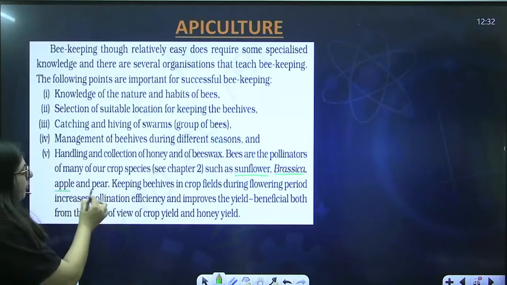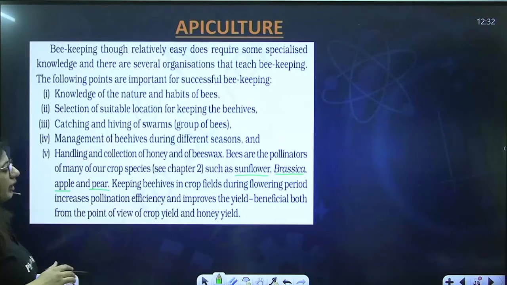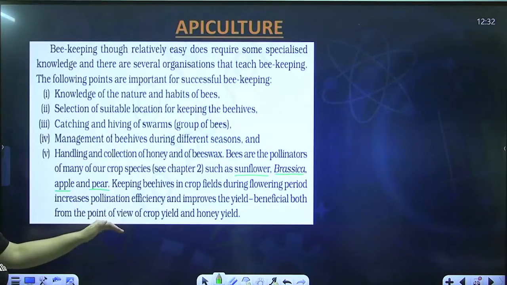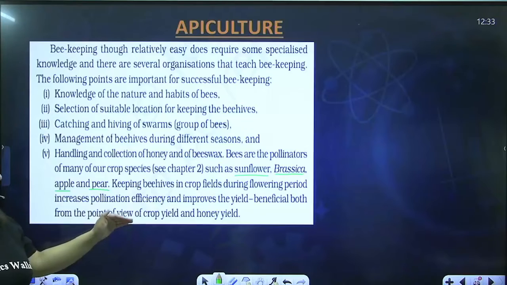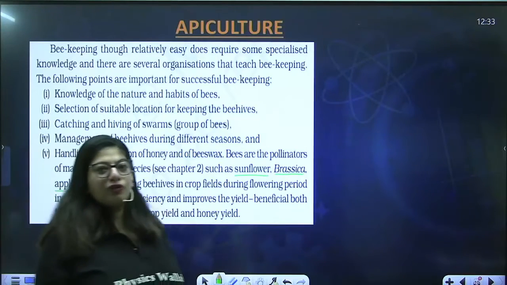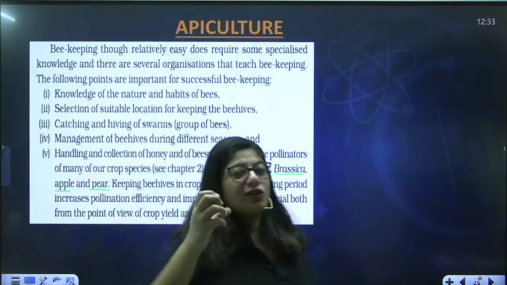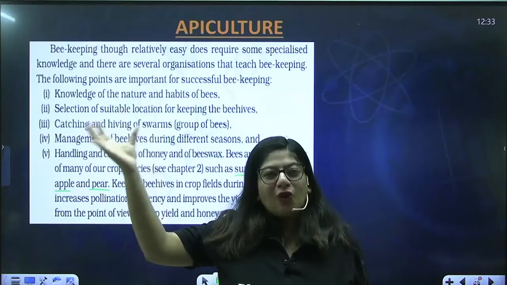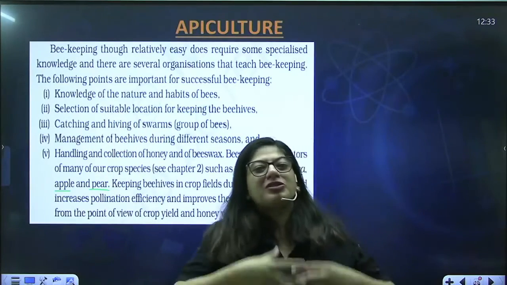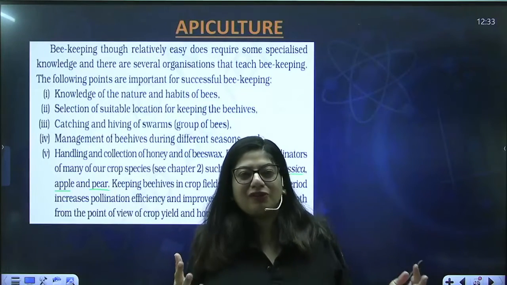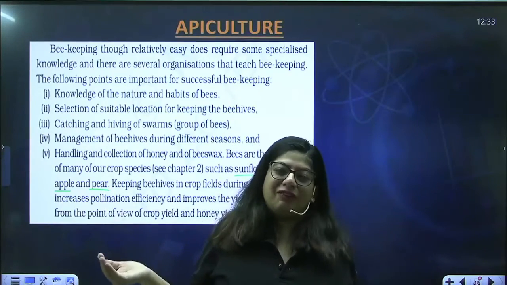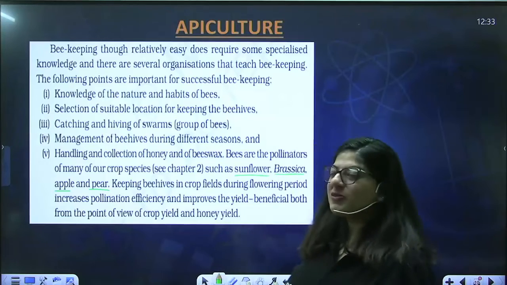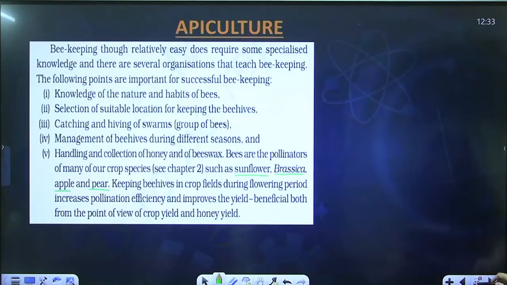mustard, apple and pear are the favorite ones. Okay, keeping beehives in crop fields during flowering period increases pollination efficiency and increases the yield benefit both from the point of crop yield and honey yield. As I've told you, if you put it in the field, your flowers will also get pollinated, you will have good yield in the crop also, and honeybees will produce a lot of honey. So both ways you are benefited. Okay, so you can do this business also if you don't want to be a doctor or something.